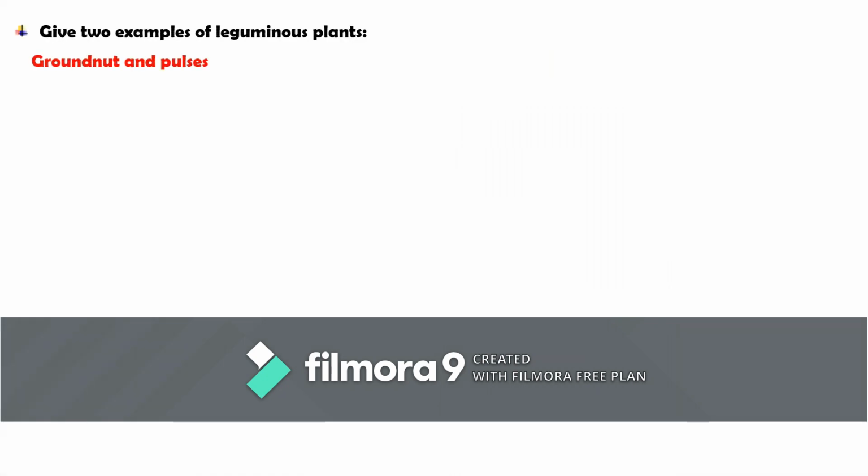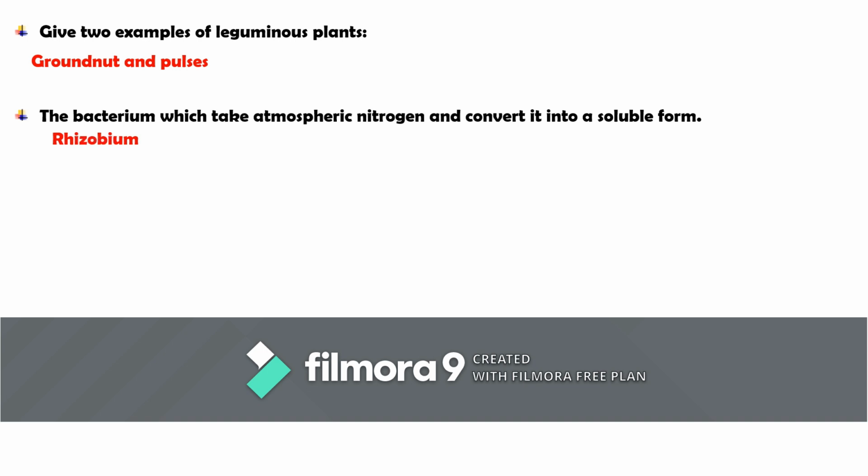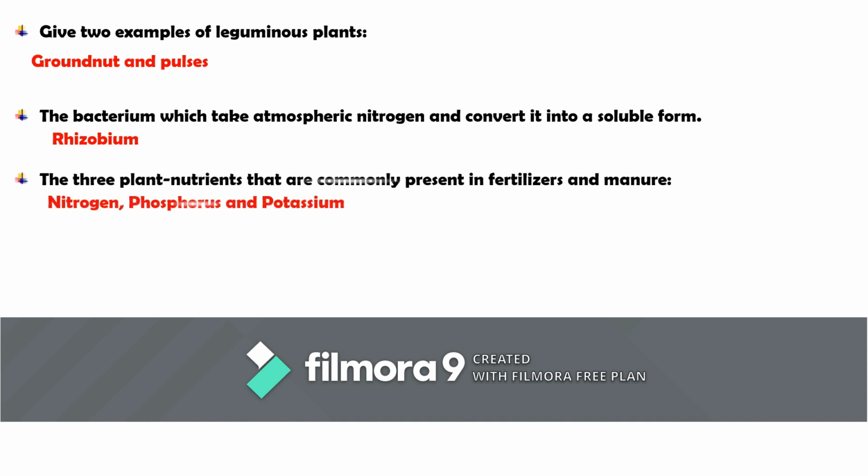Give two examples of leguminous plants: groundnut and pulses. The bacterium which takes atmospheric nitrogen and converts it into a soluble form: rhizobium. The three plant nutrients that are commonly present in fertilizers and manure: nitrogen, phosphorus and potassium.